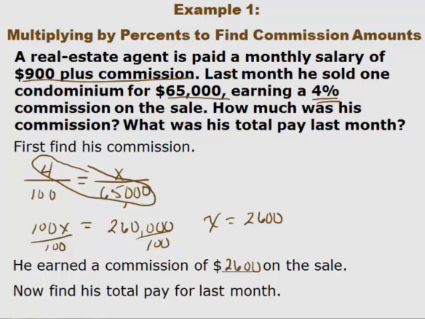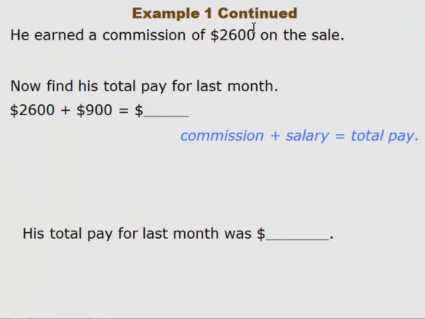Now we need to find his total pay. Remembering that his commission on the sale was $2,600, we're going to find his total pay, which is $2,600 plus $900, which is going to equal $3,500. So his total pay for last month was $3,500.